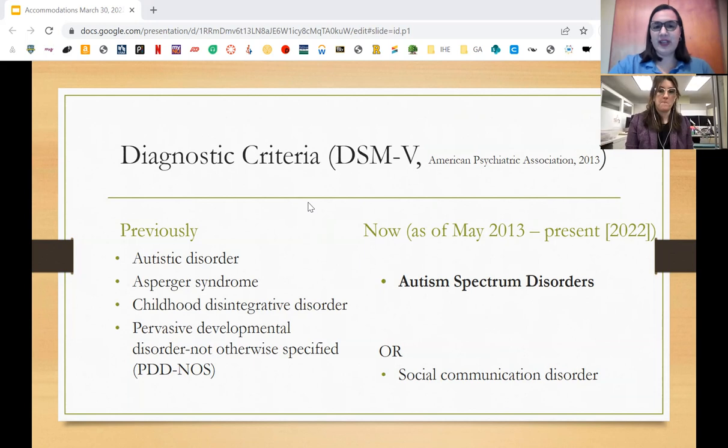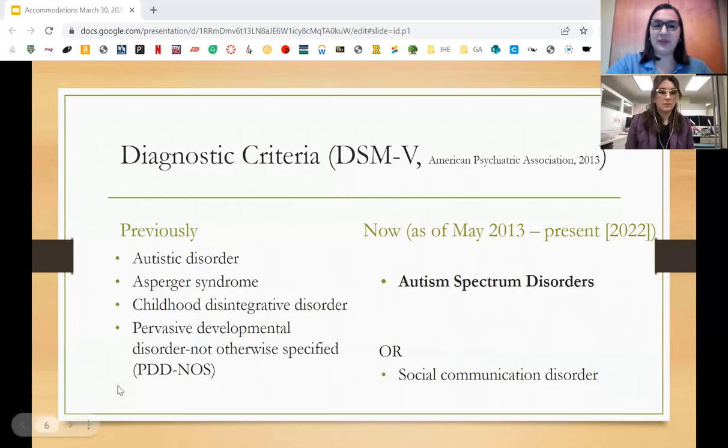So you may have previously heard about, and maybe still do hear people talk about autistic disorder, Asperger syndrome, CDD or childhood disintegrative disorder, or PDD-NOS, which is pervasive developmental disorder not otherwise specified. Those are old diagnoses that are no longer in existence in the current Diagnostic and Statistical Manual through the American Psychiatric Association. Our current version of the Diagnostic and Statistical Manual is the DSM-5.